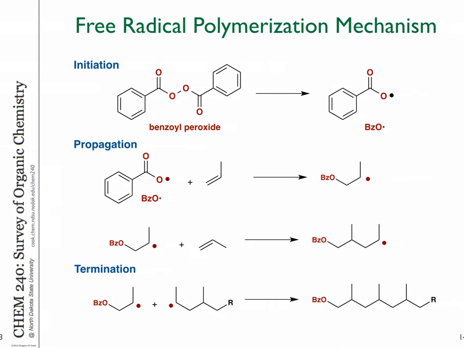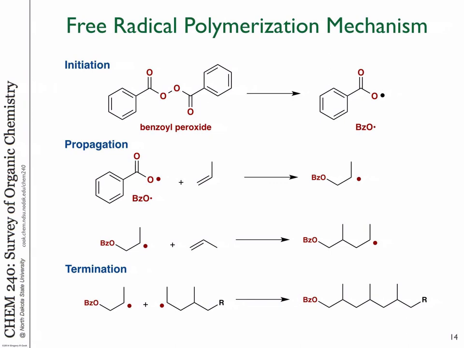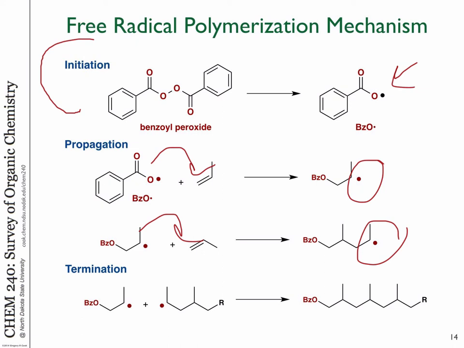So overall, we essentially have three steps in a free radical polymerization reaction. Some kind of initiation step where we generate free radical species where we had none before. Okay, benzoyl peroxide to form benzoyl radicals. Then propagation steps where radical species add to the double bond. It generates a new radical on a carbon. That carbon reacts with another double bond to generate a new carbon-carbon bond and more radicals. And so on and so on and so on. And then eventually there's enough radical species around that the concentration is high, they start bumping into each other and halting those chains.